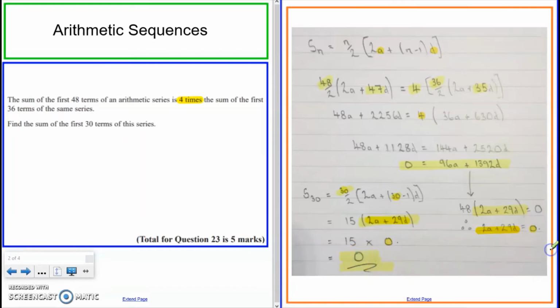And that is how you answer this 5-mark question. Manipulating the algebra after you've created an equation. Once you get to this point, you can't go any further, but what we can do is factorize, and what you're left with inside the brackets will eventually lead you to understand that 2a plus 29d is 0, which we can then use over here to calculate the sum to the 30th term. Very well done if you would have picked up all 5 marks on that question.